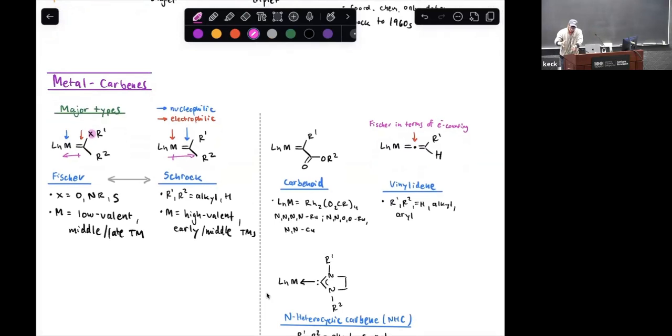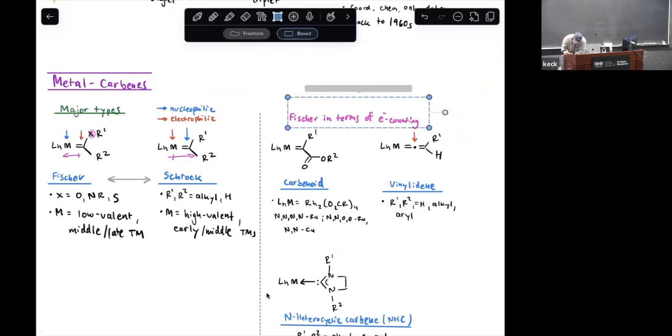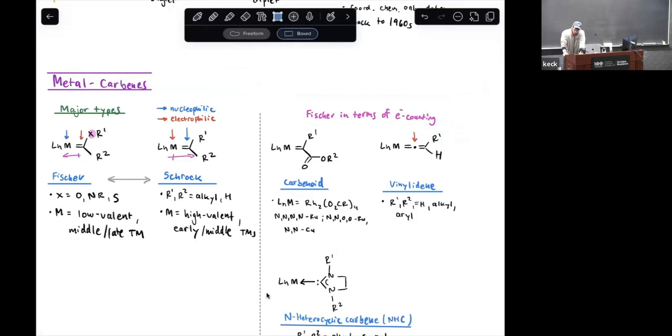And then now we'll zero in on some other subtypes, and all of these, in terms of electron counting, generally are, here, all of these in this category are Fischer for the most part in terms of electron counting. There are carbenoids. Carbenoids are a weird, ill-defined type of organometallic species that has free carbene-like reactivity, and the bonding depiction is sometimes a little bit hard to understand.